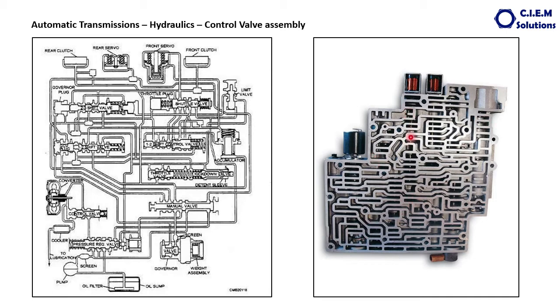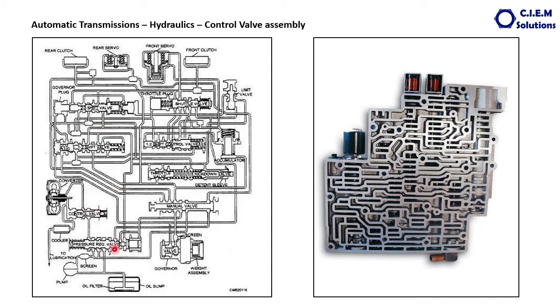The movement of these valves, the movement of these spools inside the bores, allows the oil to pass from one end to the other end, passing to the desired components. Observe this circuit. This circuit has the oil sump, then the oil pump, then the main pressure regulator valve and the torque converter control valve.